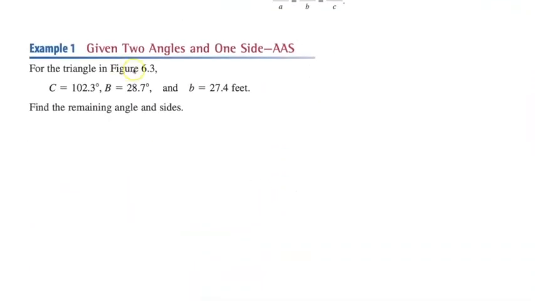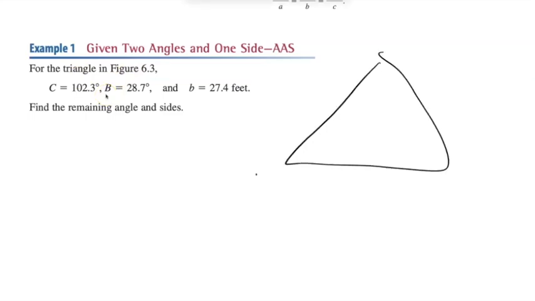For the triangle in figure 6.3, we'll just draw it ourselves. Here's A, B, C, it doesn't really matter. C is 102.3, B is 28.7, and lowercase b is 27.4. Find all remaining sides and angles. We want to find everything that's missing.